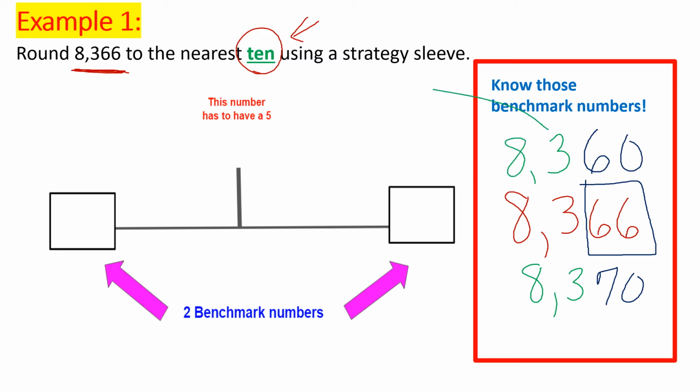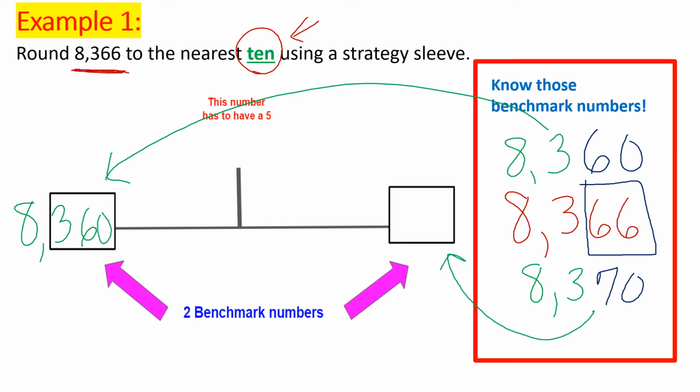So now this is the number I'm going to put over here. So I'm going to put 8,360 goes right there. And then I'm putting this benchmark number right here, 8,370. Now, when I'm trying to find out what number goes in between, I see a 60 and I see a 70. So I know this has to have a 5 with it, right? So this is going to be 65. So notice 60, then I have 65, and then I have 70.